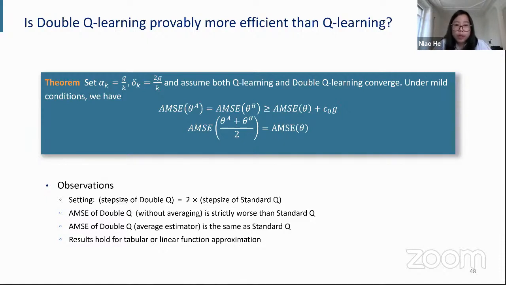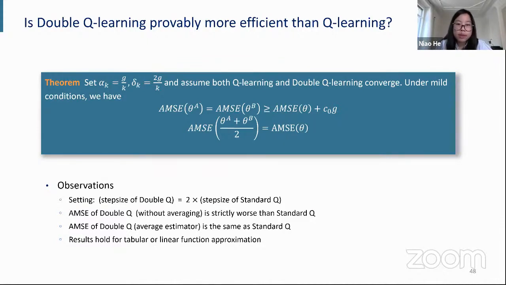And we can show that if both algorithms converge asymptotically, because we know that with linear function approximation, convergence is not always guaranteed, but suppose certain sufficient conditions, like the Melo condition or what we proposed earlier, are satisfied, then under very mild conditions, basically you need the step size G to be sufficiently large, we can show that the asymptotic mean square error of the output of your double Q-learning estimator is actually strictly worse than the asymptotic mean square error of standard Q-learning.